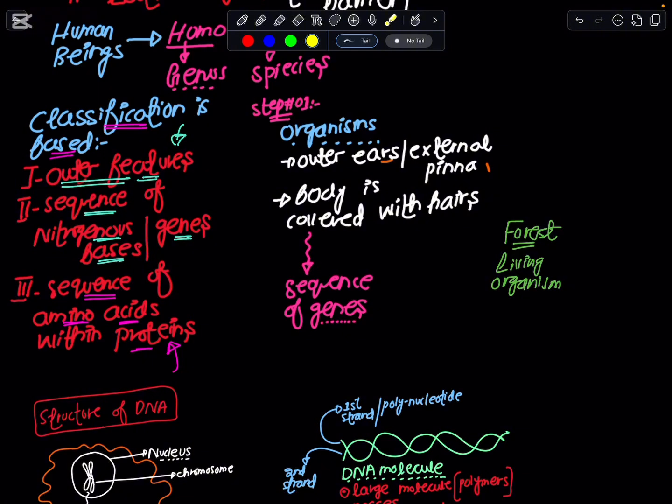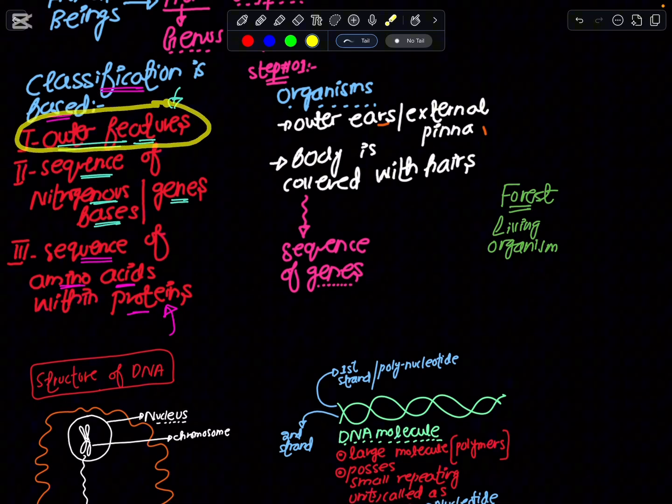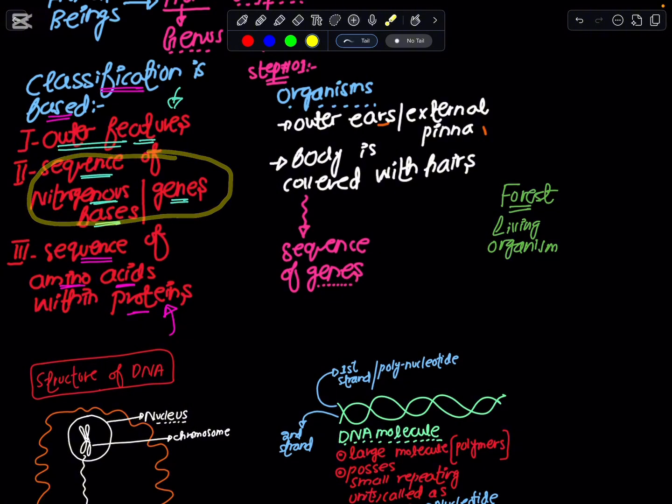Now, what do we mean by all of this? We are going to be looking at it in a while. Now you see that the first approach is classifying the living organisms on the basis of the outer features which they have. So this is not something difficult. But here we must clear our idea of how it could be done if I were to classify the living organisms on the basis of the nitrogenous bases or the gene sequence which they have in them.